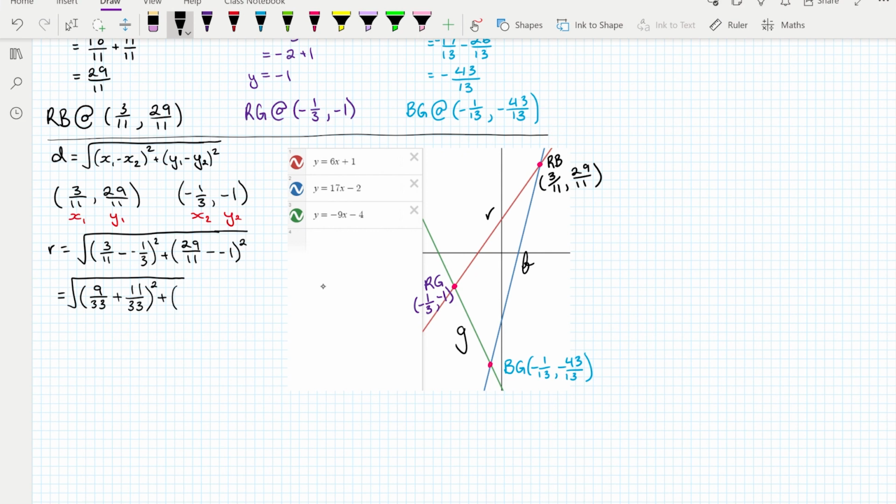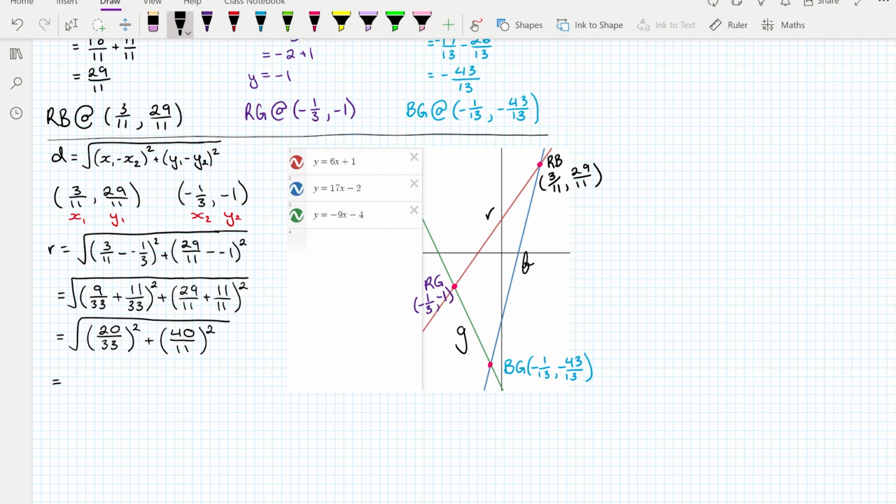Then we're adding 29 over 11, which can stay the same. Again, the double negative makes that a positive, and we're going to be adding 11 over 11 because 11 divided by 11 is the same as our 1 here. Simplifying that, we've still got our big square root sign. 9 over 33 plus 11 over 33. 9 plus 11 is 20, so we end up with 20 divided by 33 squared plus 29 plus 11, that's going to be 40 over 11, also squared.